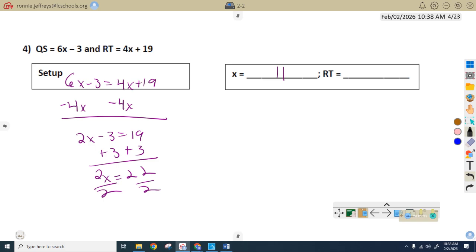Now, with x being 11, that means RT would be 63. We don't know exactly what 63, but 63. All right. Good with number 4. Does anybody need more time?